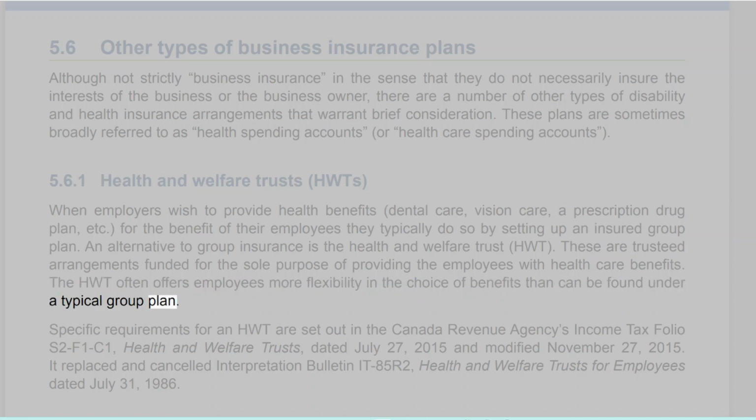Specific requirements for an HWT are set out in the Canada Revenue Agency's Income Tax Folio S2-F1-C1, Health and Welfare Trusts, dated July 27, 2015, and modified November 27, 2015. It replaced and cancelled Interpretation Bulletin IT-85R2, Health and Welfare Trusts for Employees, dated July 31, 1986.